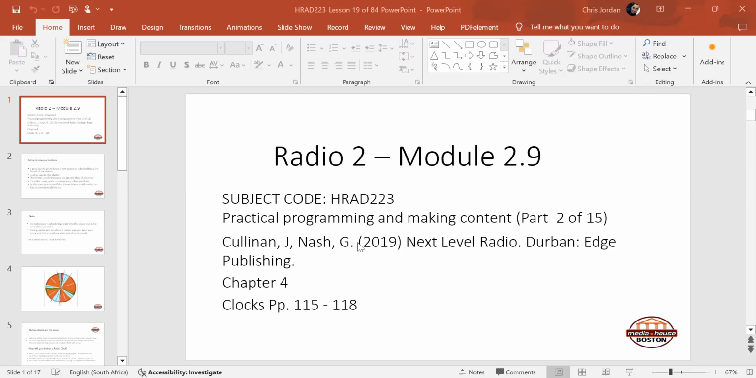But bit by bit, we'll have a look at some PDFs as well that will make this a holistic understanding of how to approach the clock, as we revisit it through Cullinan and Nash's Next Level Radio in Chapter 4, pages 115 to 118.